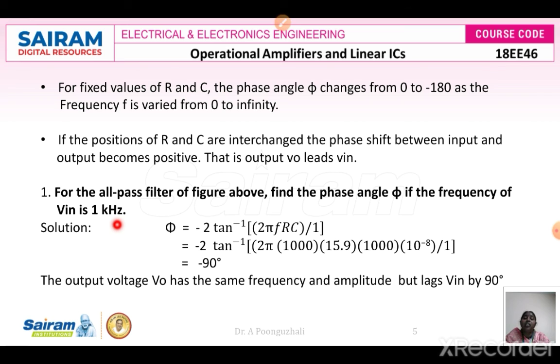So now we are going to design an all pass filter of the figure above. Find the phase angle phi if the frequency of Vin is 1 kHz. So phi is equal to minus 2 tan inverse of 2 pi FRC by 1. The F value is 1 kHz given in the problem. The R value we have taken from the previous circuit, that is 15.9 kilo ohms. The C value is 0.01 microfarad, that we take as 10 power minus 8. So that value is going to be minus 90 degrees. So we say that the output voltage V0 has the same frequency and amplitude but lags Vin by 90 degrees. This minus sign denotes it is lagging by 90 degrees.